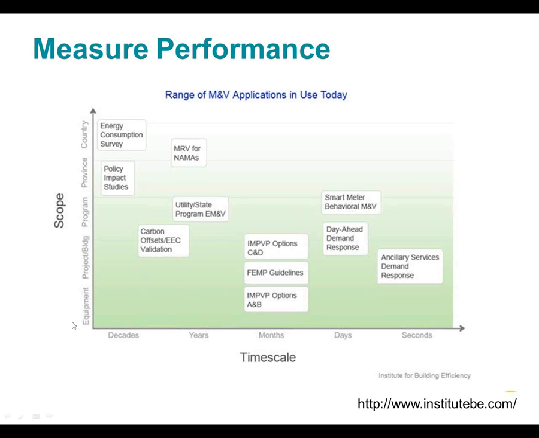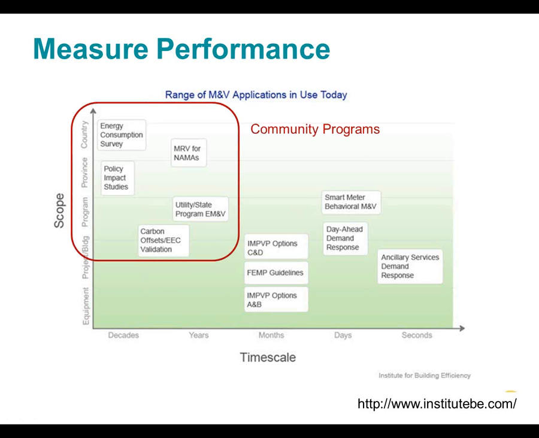But this just shows a range of kinds of programs that we may have, or kinds of actions that we have, from the very small scale individual pieces of equipment up to buildings, programs, provenance, citywide, countrywide, growing scale there, and the time scale of these things. So there's lots of different approaches, right? And generally the community programs, things that you may be doing in the city, would kind of fall into that category.